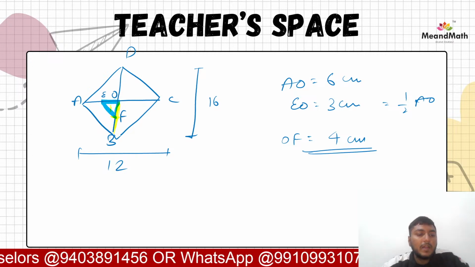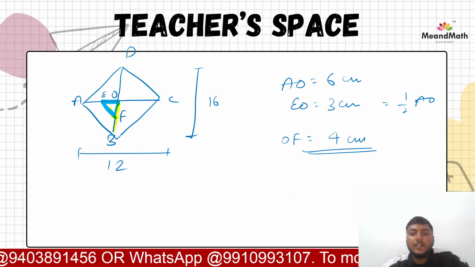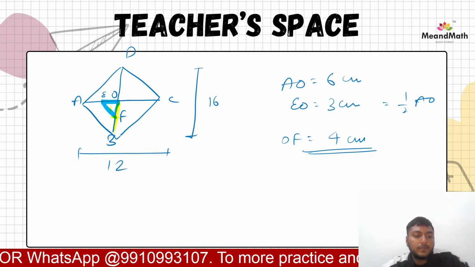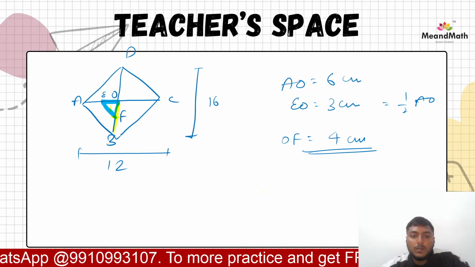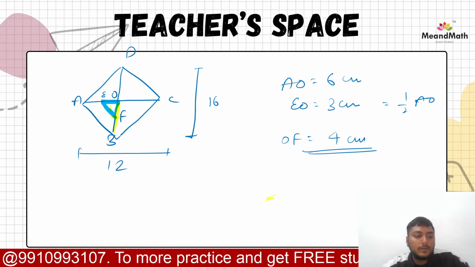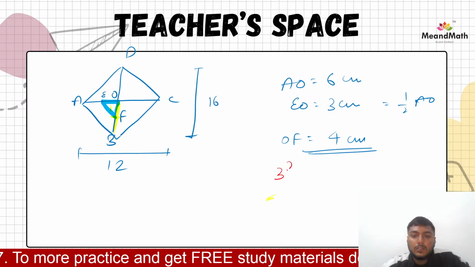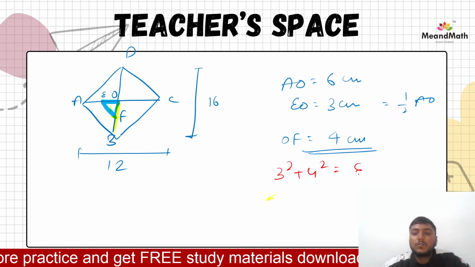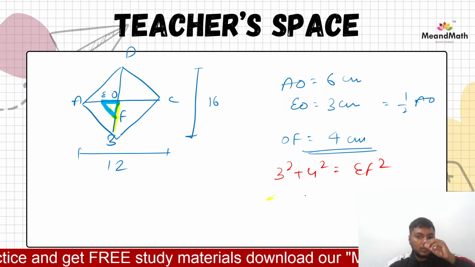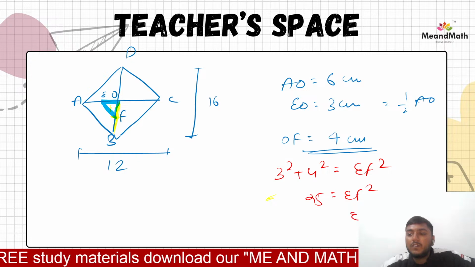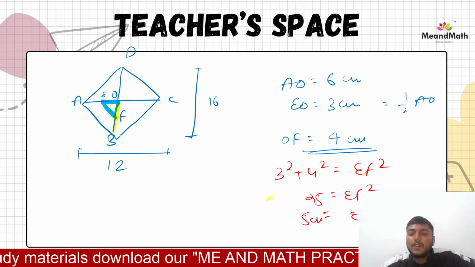We can apply it because angle O is still 90. So 3 square plus 4 square is equal to EF square. 9 plus 16, we get 25, which is equal to EF square. So EF would be simply 5 centimeter.